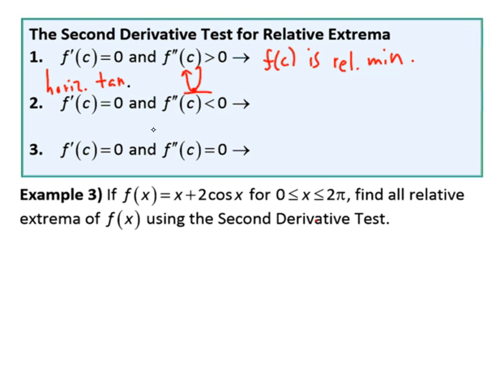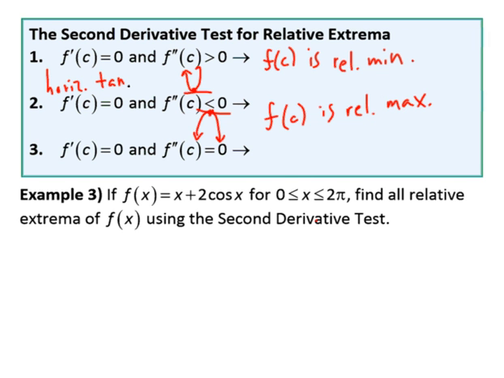Okay, so you can say the same thing if f prime is equal to 0, horizontal tangent, and if f double prime is less than 0, that means we're concave down. So when we're concave down and f prime is equal to 0, that horizontal tangent occurs at a relative maximum. So you can see we're using the second derivative to tell something about the mins or maxes.